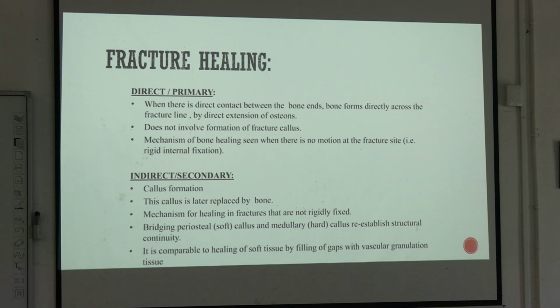Now fracture healing can be direct or indirect. In direct fracture healing, what happens? There is direct contact between the bone ends. The bone forms directly across the fracture line, and it does not involve formation of callus. I will come to what a callus is in the next few slides. And in indirect or secondary fracture healing, you will get callus formation, and this callus will finally form into bone with time.